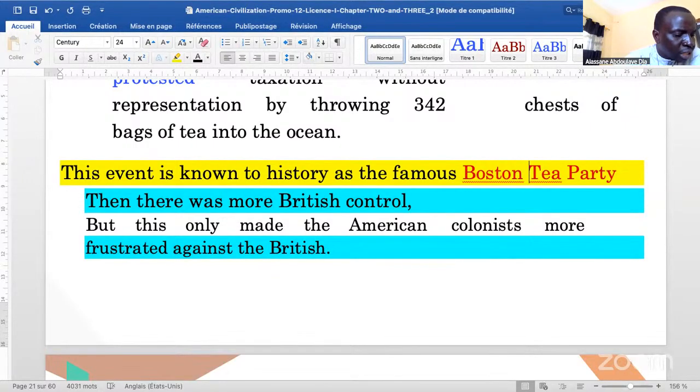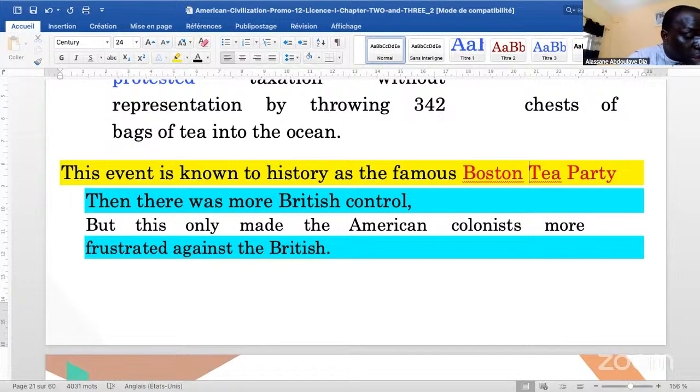The problem is, why did Britain impose the taxes? Because Britain, after winning the war over France, needed some money. They spent a lot of money, and they wanted to create that money. And that money had to come from taxes. It's just like today in Senegal, when there is no money, they say we are going to increase taxes. Teachers, professors, businessmen are going to pay more taxes. Would you accept? No, no.